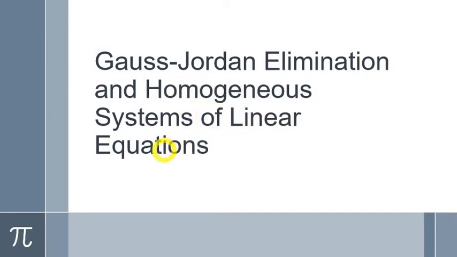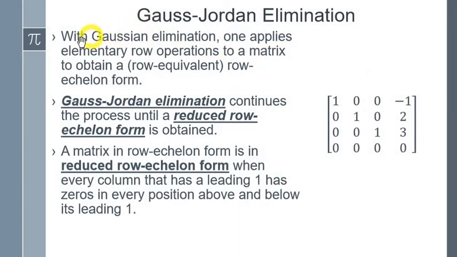linear equations. So, with Gaussian elimination, one applies elementary row operations to a matrix to obtain a row equivalent row-echelon form. In Gauss-Jordan elimination, we continue the process of performing our elementary row operations until we obtain a reduced row echelon form. And what is a matrix in reduced row echelon form? A matrix in row echelon form is in reduced row echelon form when every column that has a leading one has zeros in every position above and below its leading one.